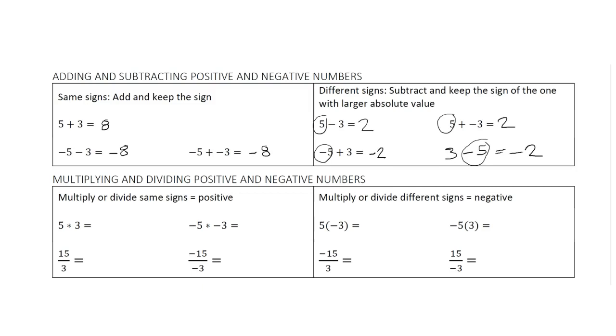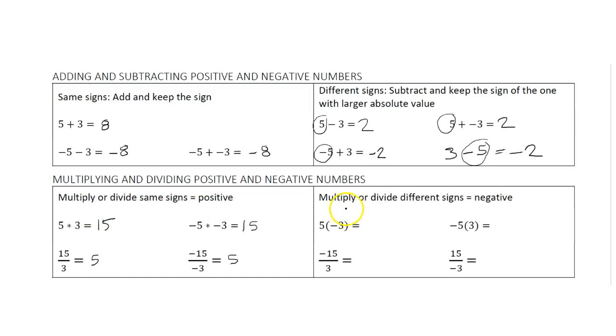The rules are different when multiplying or dividing. When multiplying and dividing, when the signs are the same, the answer is positive. A positive 5 times a positive 3 is a positive 15. Negative 5 times negative 3 is also a positive 15. Positive 15 divided by positive 3 is positive. Negative 15 divided by negative 3 is positive.